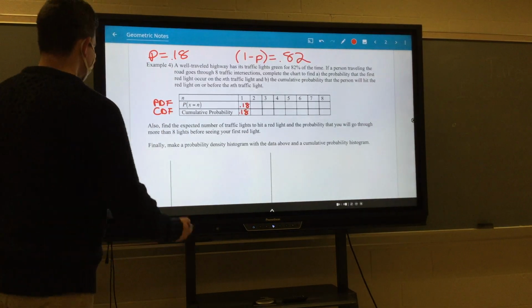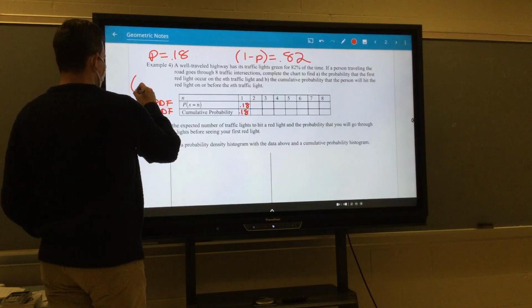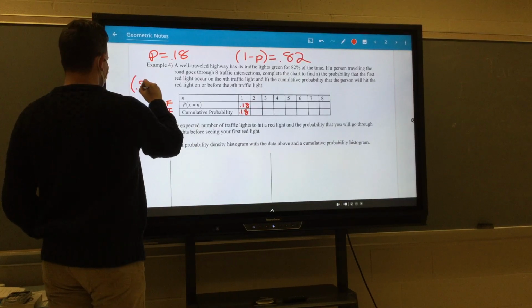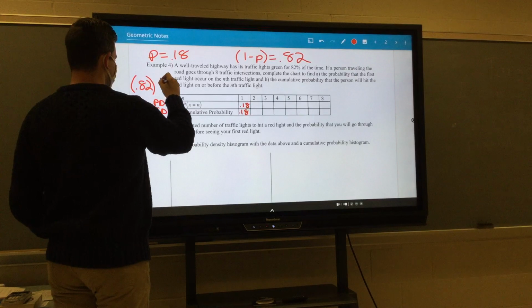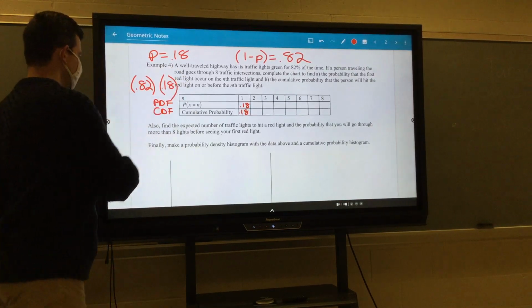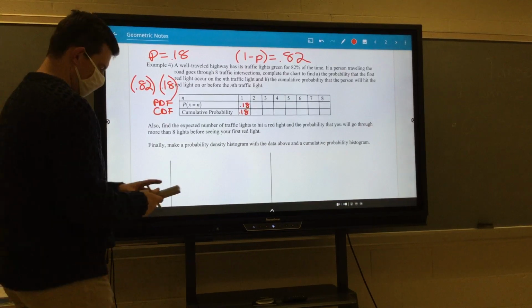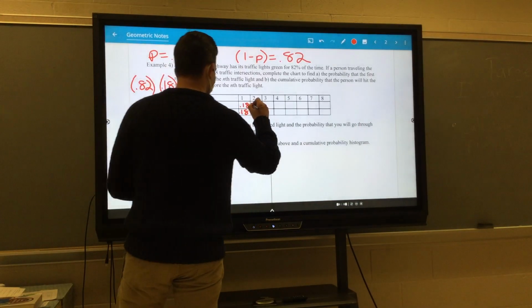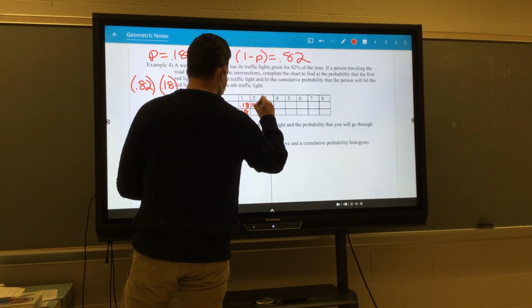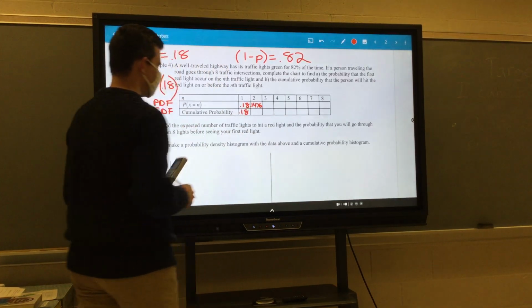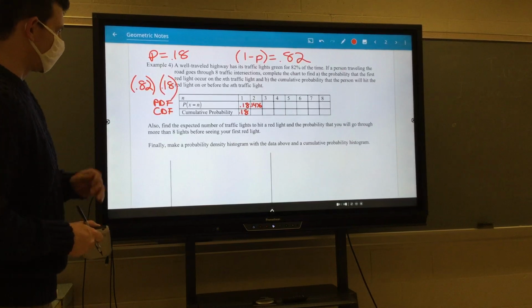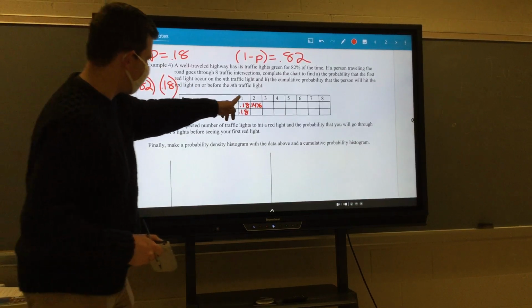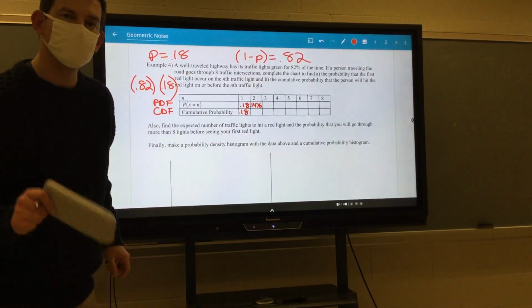Or, the equation's not that bad. That would mean that we'd have a failure, a green light, on our first intersection, and then we have a success, a red light. So we multiply those two. 0.82 times 0.18. We have 0.1476. Okay. 0.1476 is that probability that that second intersection will be our first red light.